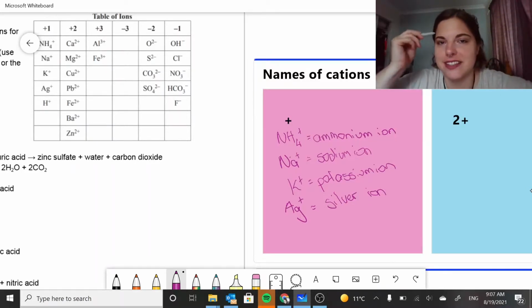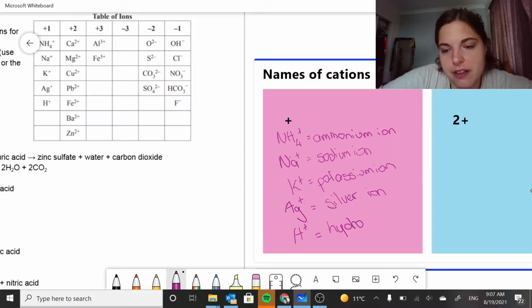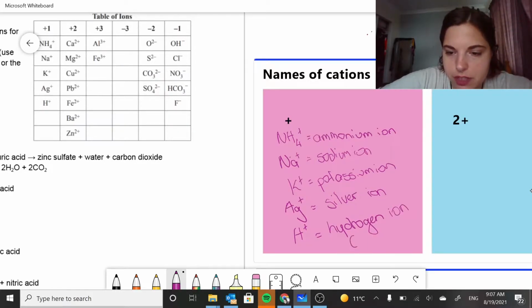that makes perfect sense. And then last but not least, in our plus ions, we have got hydrogen ion, which is sometimes called a proton.